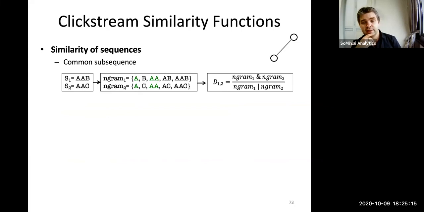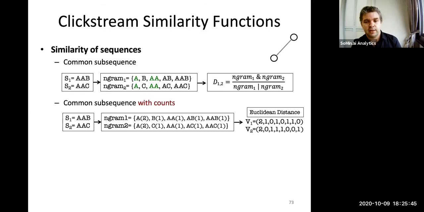Yeah, so we can also define this kind of clickstream similarity function. So common subsequence, for example, right? So we have sequences AAB, AAC, we get the n-grams of click sequence one and click sequence two. N-grams is the same as n-grams in natural language processing, right? So basically the combinations of certain size. And then you can define these common subsequences as D1 to defined. Then you can also define it with counts. Then you can do it just like Euclidean distance.